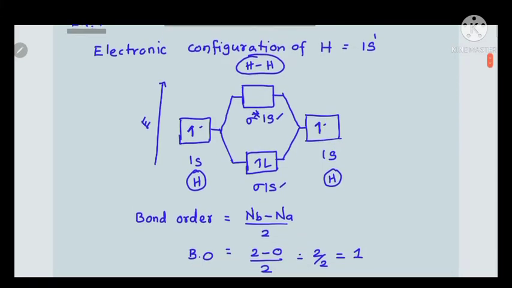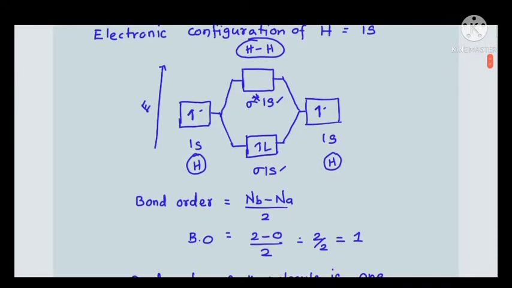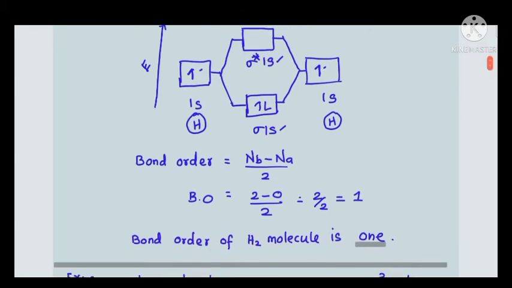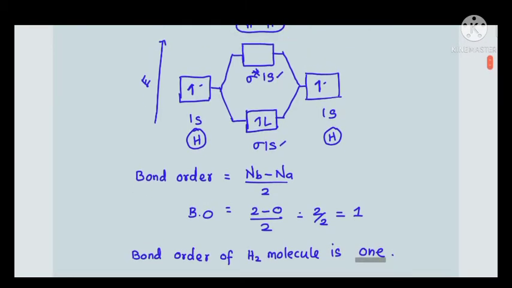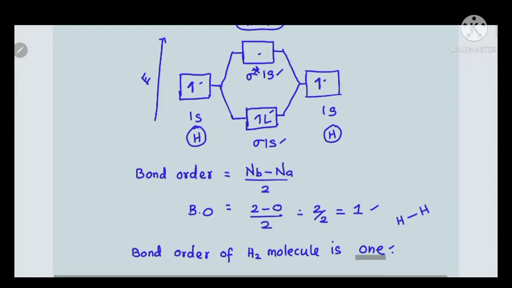Now from this you can calculate the bond order of the hydrogen molecule. The diagram drawn here is the molecular orbital diagram. Bond order formula is NB minus NA divided by 2. The number of electrons in the bonding molecular orbital is 2, and the anti-bonding has no electrons at all. So I substitute 2 for NB and 0 for NA, divided by 2; 2 by 2 gives 1. So the bond order in the hydrogen molecule is 1. Otherwise, you can say that in the hydrogen molecule a single bond exists between the two hydrogen atoms, H single bond H.